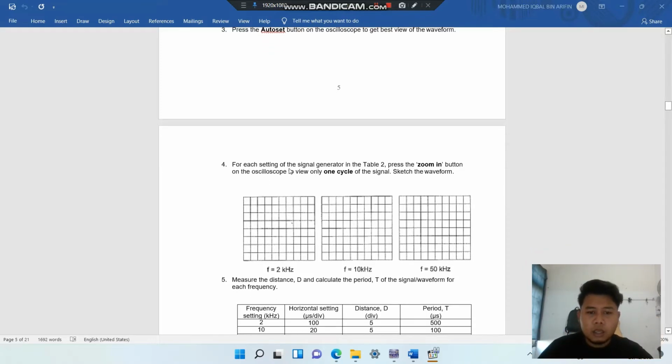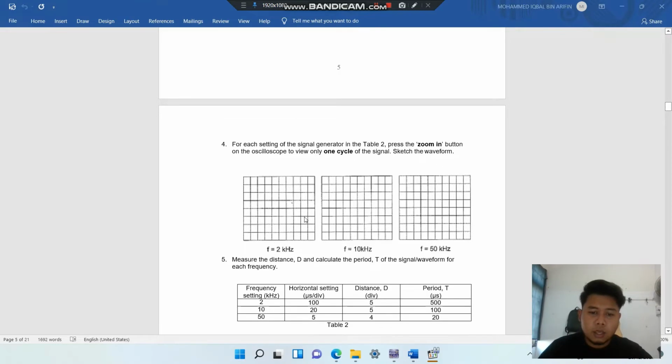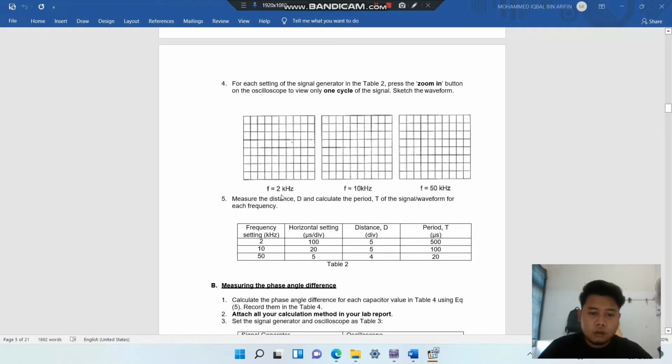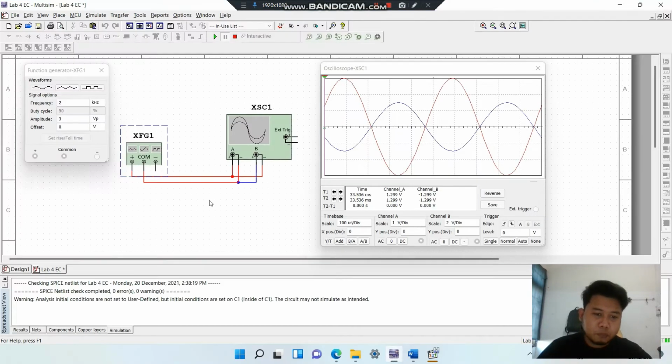And for each setting of the signal generator in Table 2, zoom in. For the 2 kilohertz frequency, I just want to give an example of one frequency, and for the other settings I just give the data. For this frequency, as we can look here, this is 2 kilohertz and 3 Vp. So this is the graph.